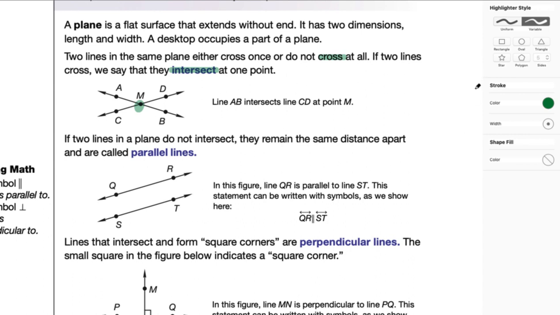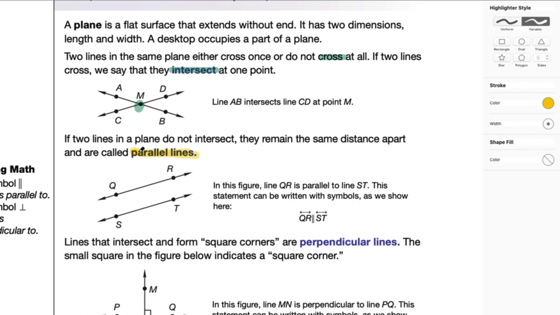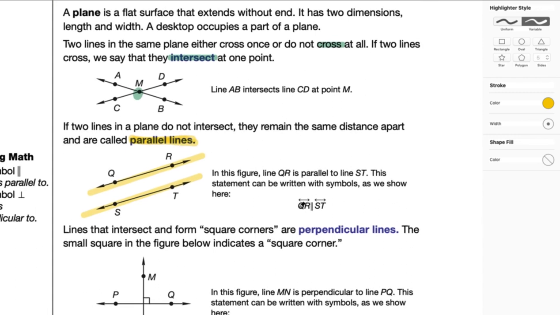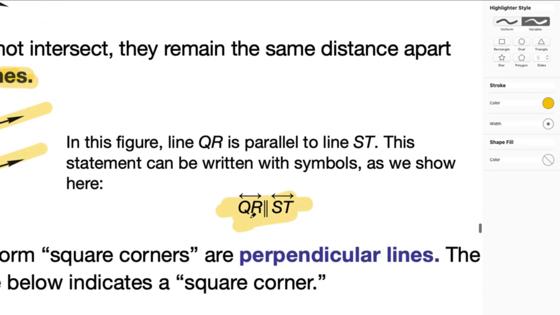So they intersect there. Another word that you're going to see all the time in your math future is parallel. When you have lines that are parallel, there are two lines that never cross. What that means is they never intersect. You can go on forever and ever in both directions on those lines, and those lines will never cross. So those are called parallel lines. And the symbol that we use is this. Let's zoom in just real quick. What this is saying here is that line QR is parallel to line ST.